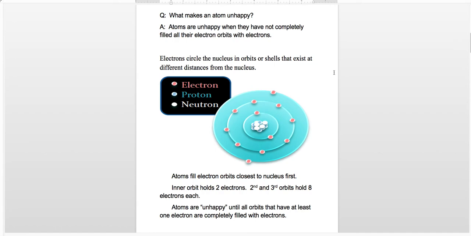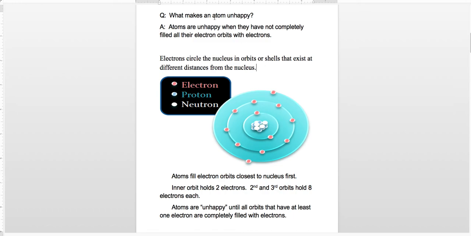Now the question is, is this atom happy in its state right here? Is this atom happy by itself? And the answer is no, because this orbit is filled, and that's good, and this orbit is filled, and that's good, but what about this orbit? Well, this orbit has 2 electrons, but that orbit can actually hold 8 electrons. Remember, second and third orbits, they can hold 8 electrons. So this atom has 2 electrons in an orbit that can hold 8. So this atom is not happy. That makes the atom unhappy.